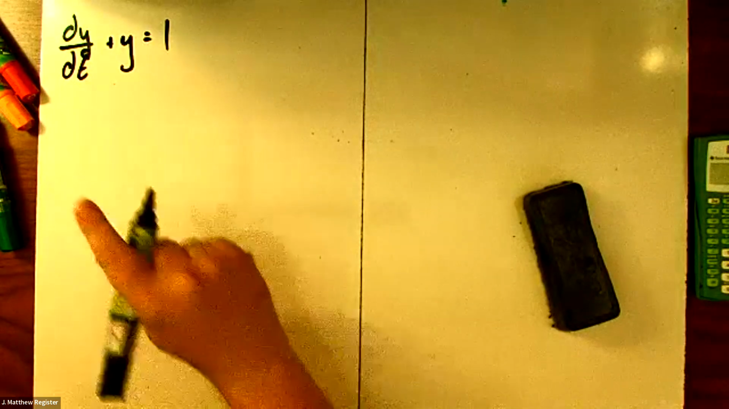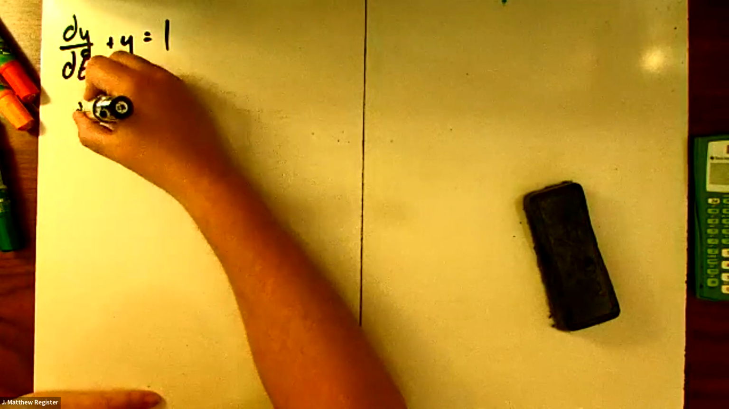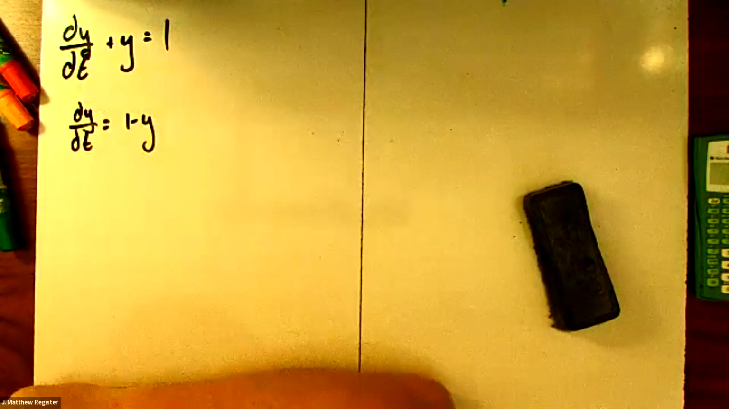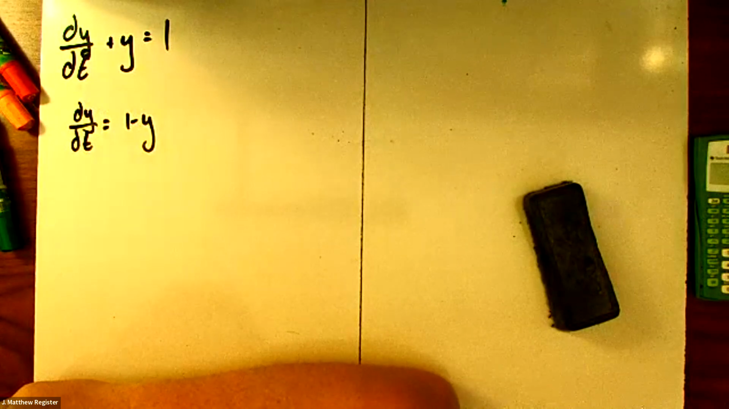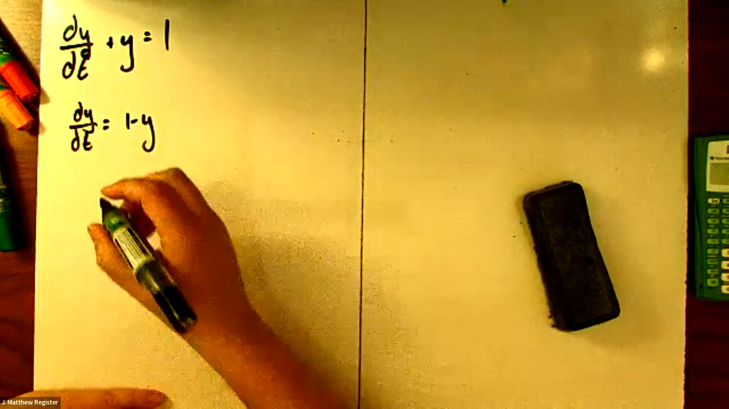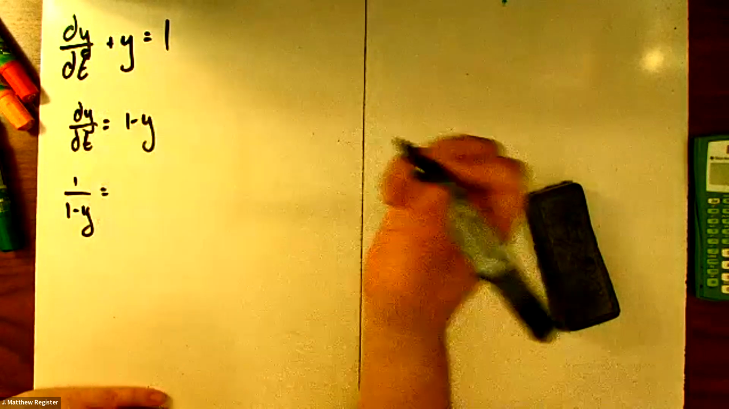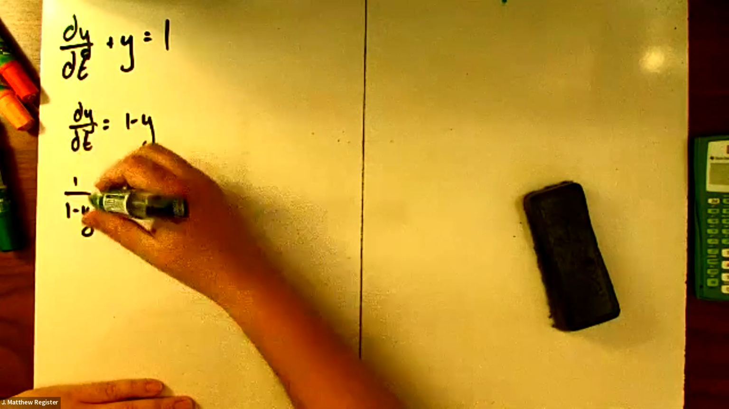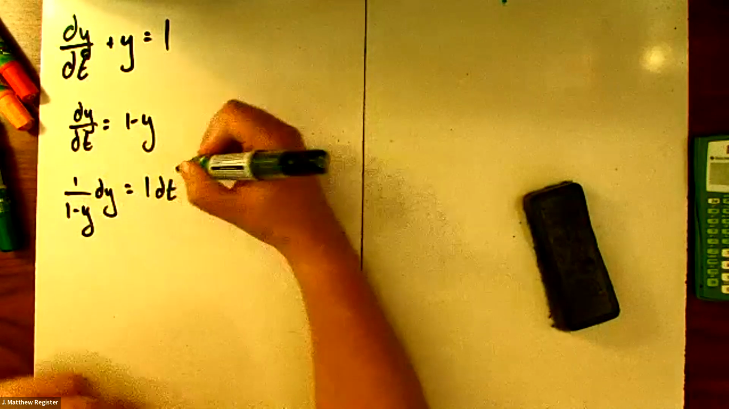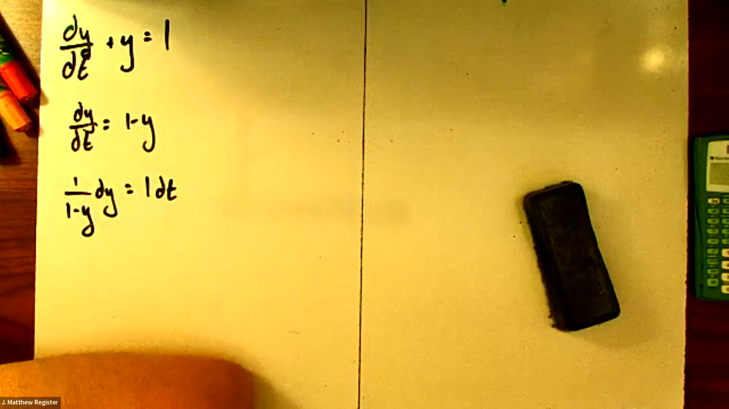So what we can do is shift the y over to the right side, giving us dy/dt is equal to 1 minus y. And then we can cross multiply, basically bring the dt up and bring the 1 minus y down, which will give us 1 over 1 minus y dy is equal to 1 dt. And now we need to integrate both sides.